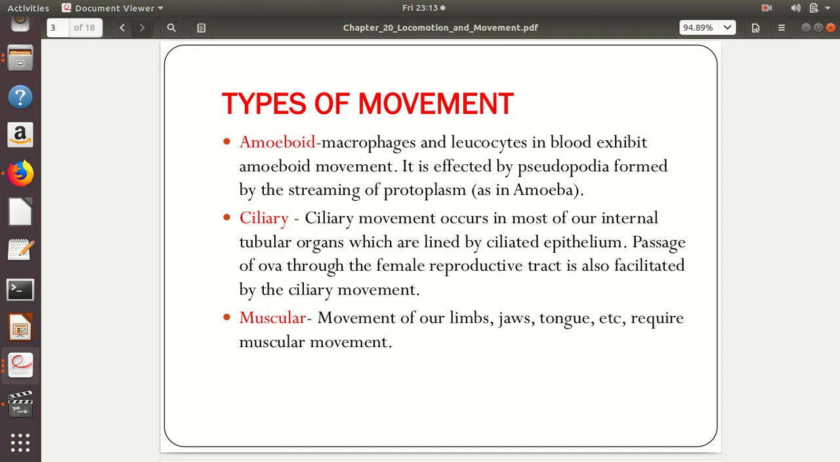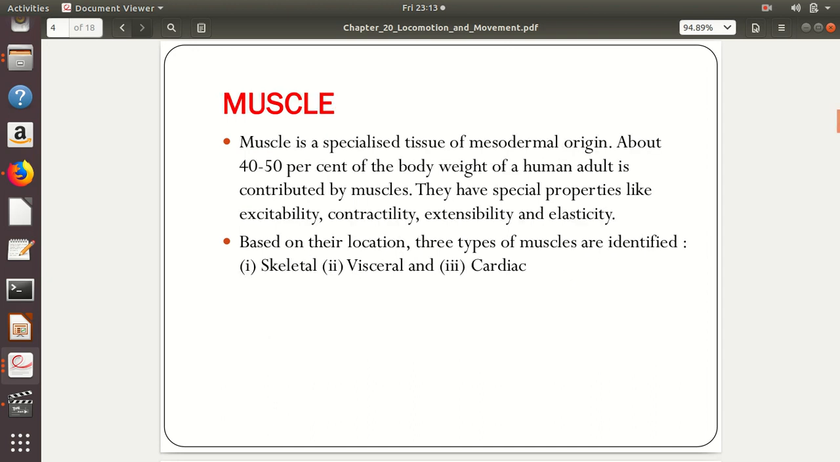The movement of our limbs, jaws, tongue, etc. requires muscular coordination and movement. So we call this type of movement muscular movement. Muscle is a specialized tissue and it is of mesodermal origin. Even in the animal tissues you might have studied about this. About 40 to 50% of the body weight of a human adult is due to muscles. Muscles have special properties like excitability, contractility, extensibility and elasticity.